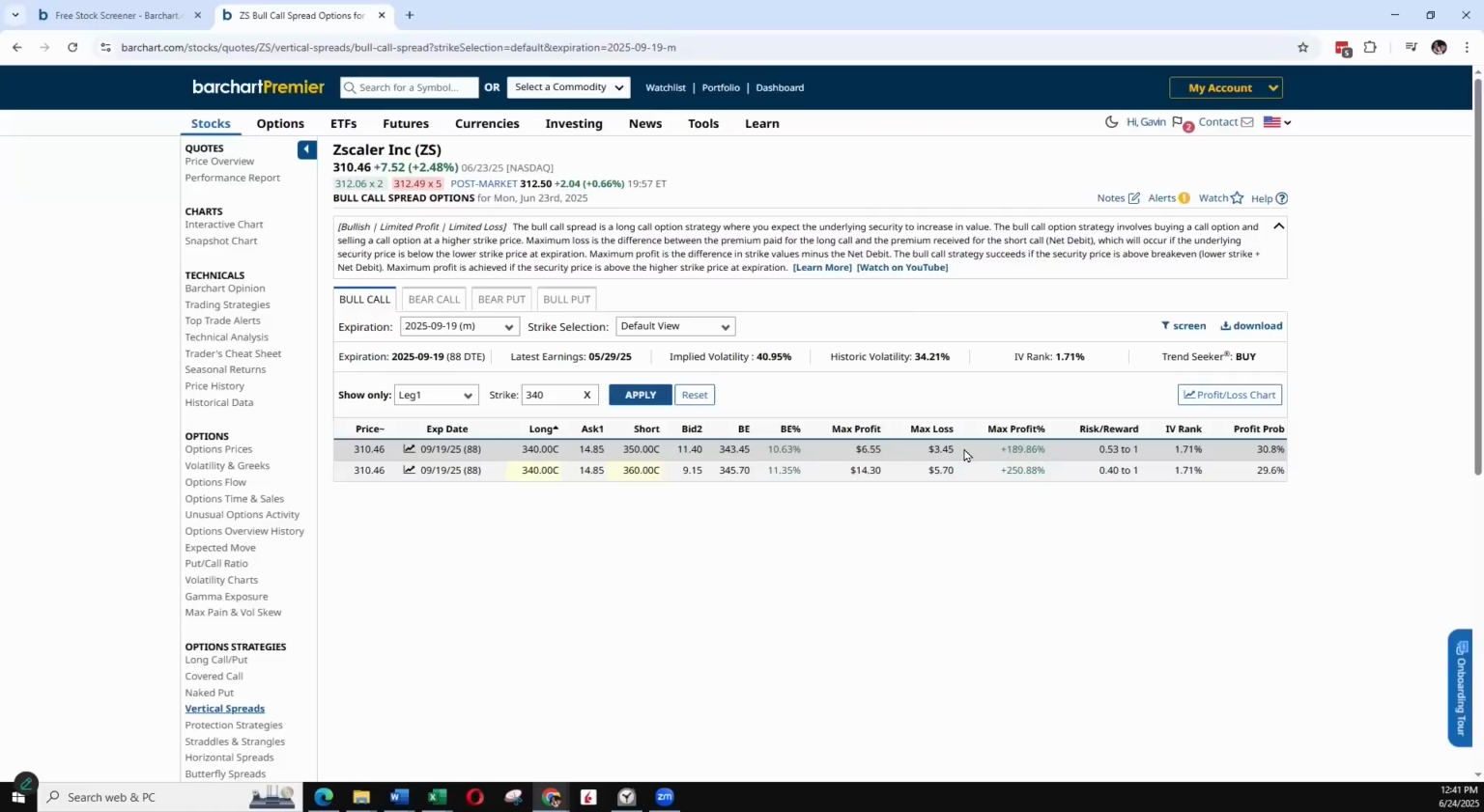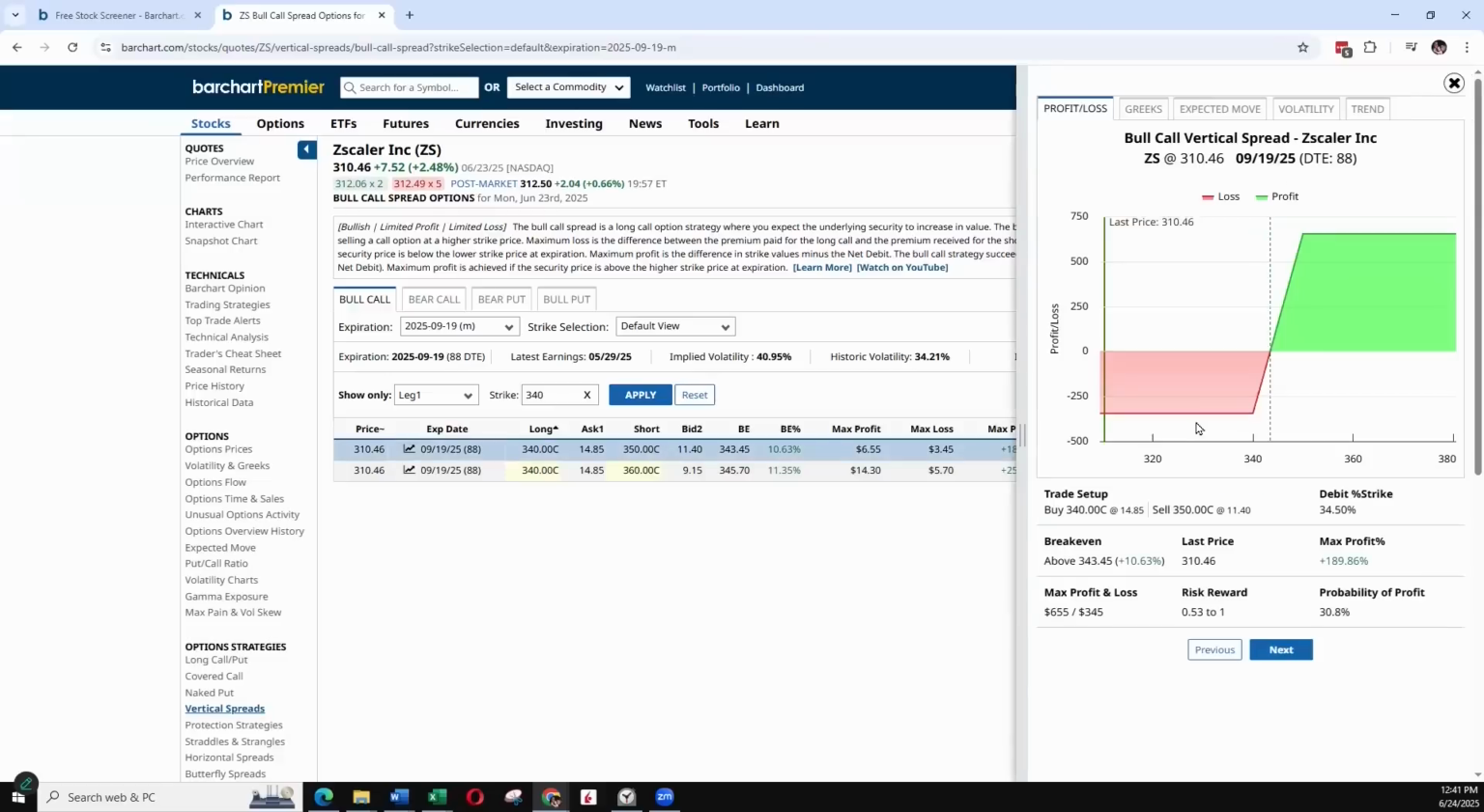So a bit of a different risk reward ratio than we would see with a credit spread. If we have a look at the risk graph, you can see here risking 345 for a potential max profit of 655 if it gets above 350, which was right around that expected move.